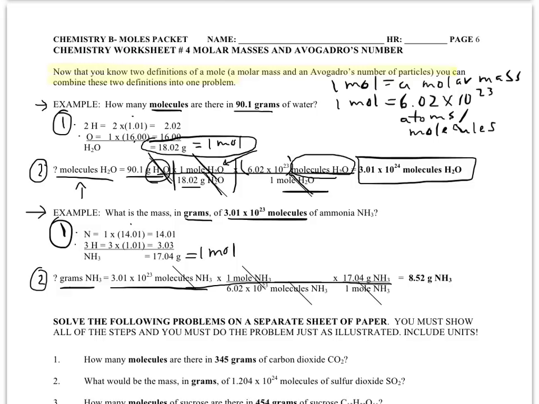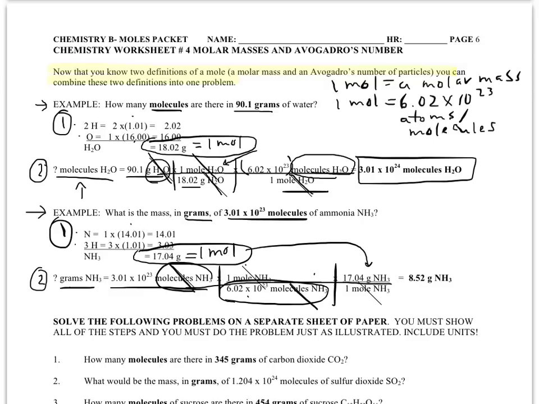So when I set up my picket fence, I'm first going to use the Avogadro's number conversion, right? And this time, since I want to get rid of molecules, I'm going to put Avogadro's number on the bottom of my fraction so that I can cancel out molecules. And Avogadro's number is always equal to 1 mole of whatever you're talking about. So if I solved right now, I would be in moles, which is not what I want. I want to be in grams. So whenever I'm dealing with grams, I got to use my molar mass information. So this is going to turn into a fraction.